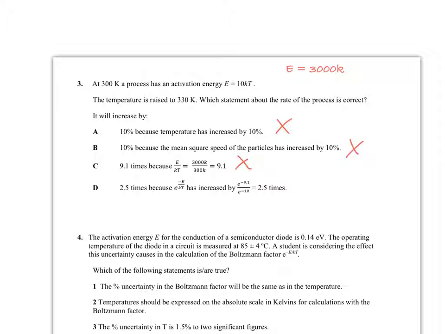And then lastly, we've got 2.5 times because the Boltzmann factor has increased from e to the minus 9.1 to e by 2.5 times. And that's the one that's absolutely correct. So the thing we've got to remember here is that the rate of the process is proportional to the Boltzmann factor. If we remember that, then it can only be option D.